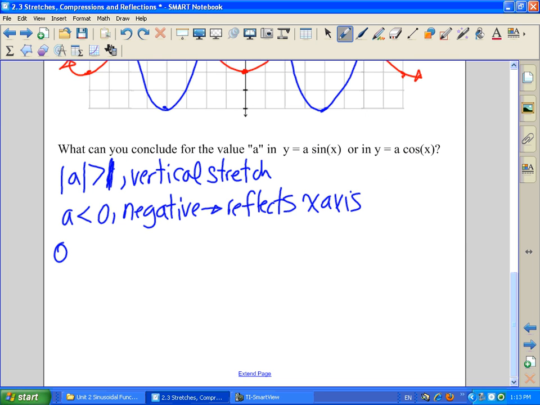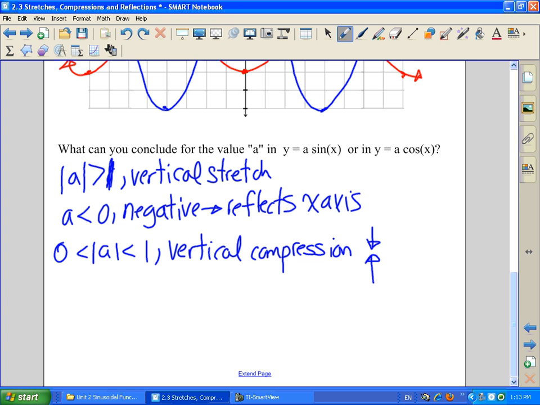And if the absolute value of A is in between 0 and 1, we know that we've got a vertical compression. And if you need those arrows to help you think about it, vertical compression pushes inwards from the vertical, but the vertical stretch pushes them out. Okay? And what we should have developed here, guys, a new thing, is that the amplitude equals the absolute value of A.